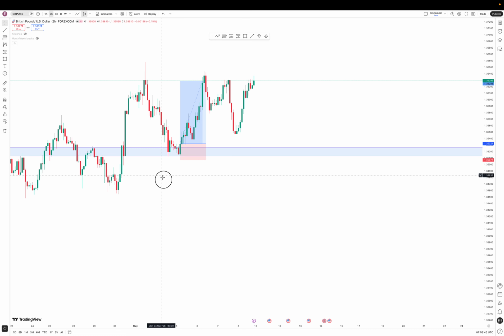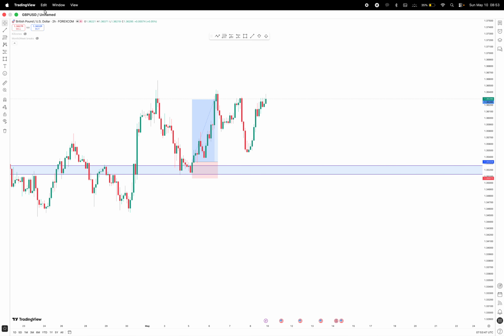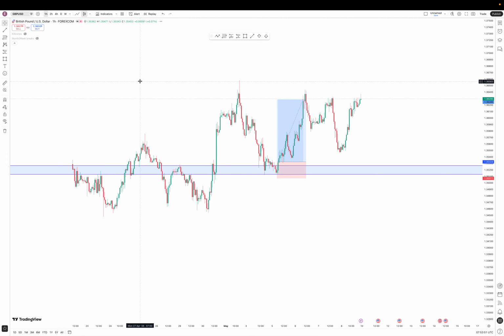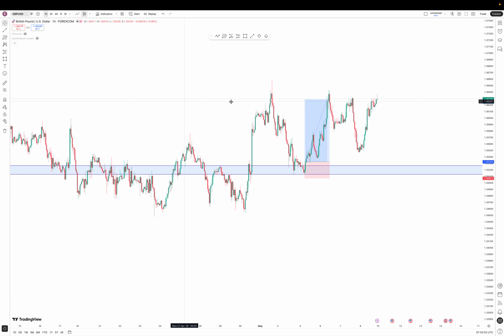You can see this is 2 hours bullish engulfing, and if you come to the 1 hour, you see a W pattern. So this was just very simple and a good risk to reward trade.